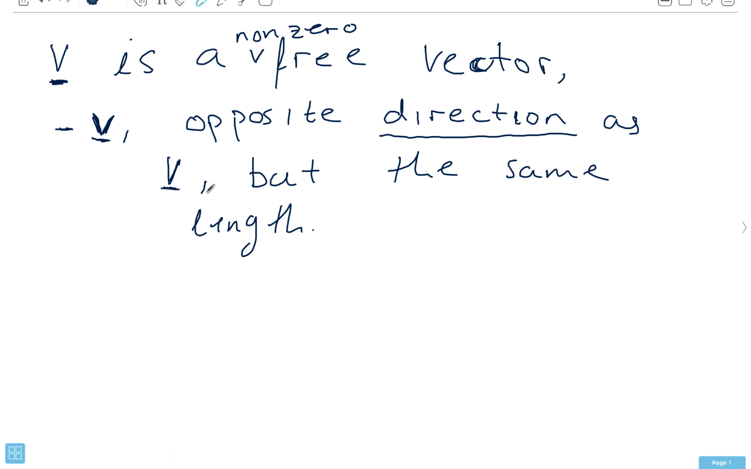However, we're going to have a separate definition for the zero vector. So v is a non-zero free vector, denoted minus v, which is in the opposite direction as v, but has the same length as v. Now the zero vector, which we'll say is minus, this is how we will define the negation of the zero vector. If we negate the zero vector, we get the zero vector back.